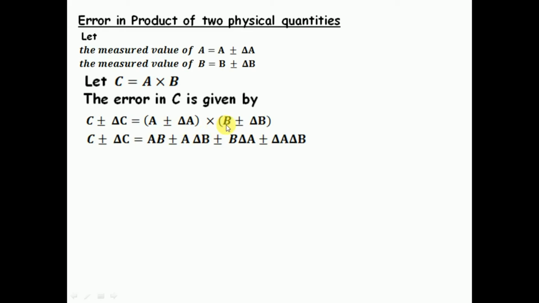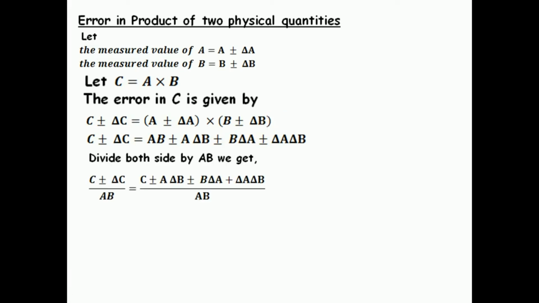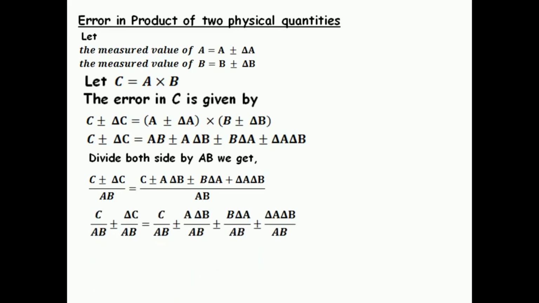delta a into b, so I'll write b first and delta a afterwards. So this is b into delta a. Similarly delta a into delta b, and now I'll divide both sides by ab. Now I'll separate all the numbers.